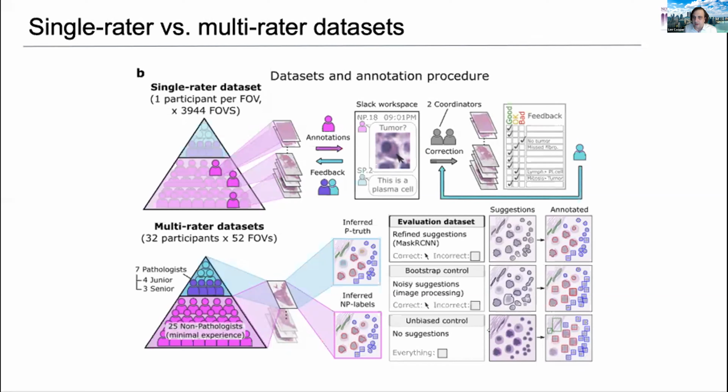And there's a washout period, and we show them the noisy segmentations, the weak algorithm suggestions, and another washout. And then we show them the refined suggestions that are generated by Mask R-CNN. This sort of study design allows us to look at differences between people and also the impact of the suggestions on the annotators.